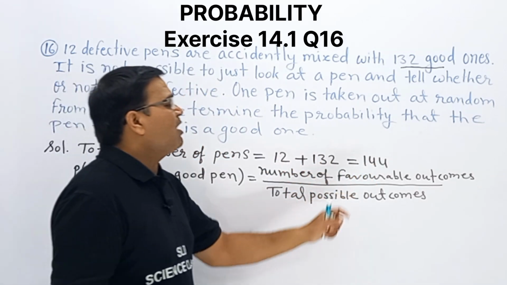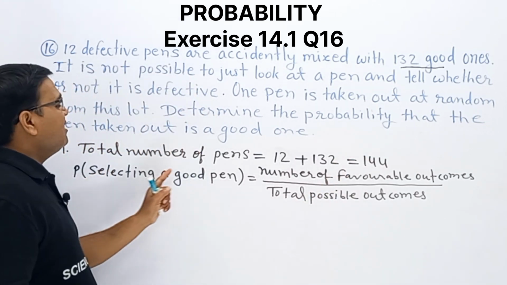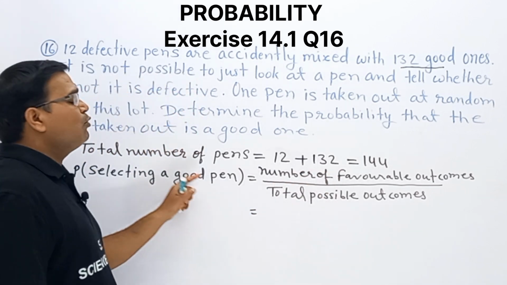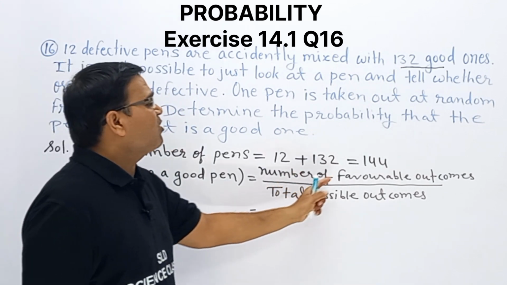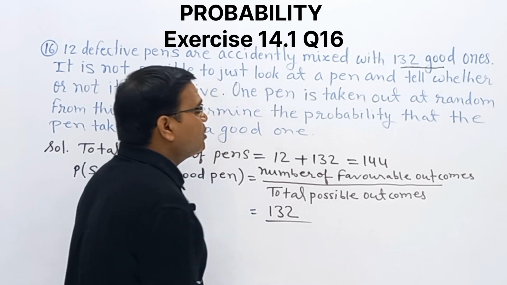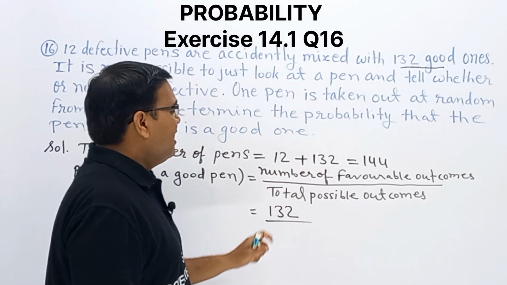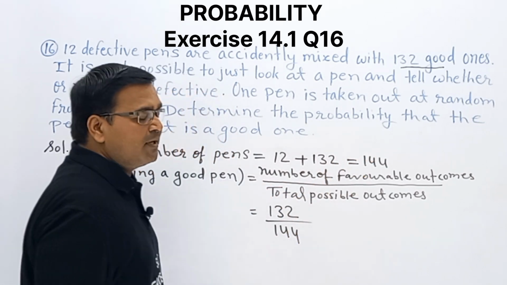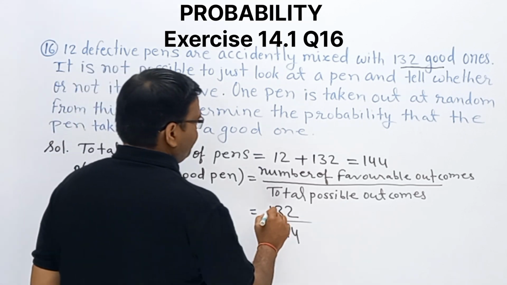Then add both, then we are getting 144. So total possible outcomes will be 144. So probability of selecting a good pen will be number of favorable outcomes, 132, divided by total possible outcomes, the sum of the defective plus good pens, and this one is 144. Solve this one. This will be the probability of selecting a good pen.